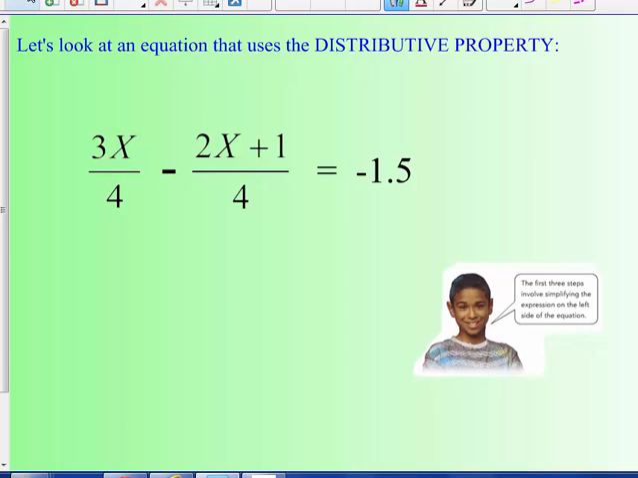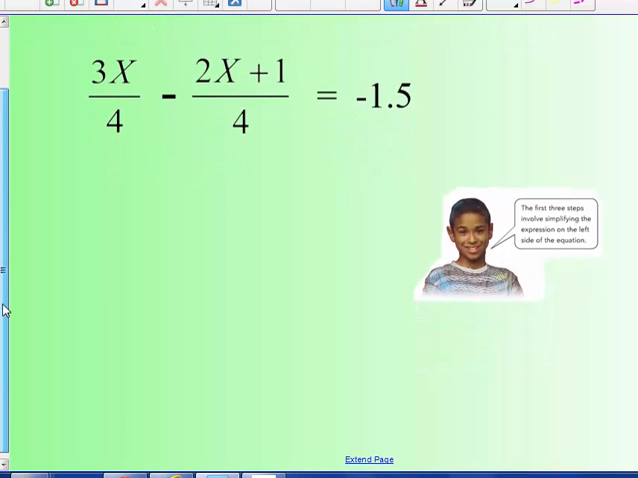Second example in your spiral today. It says here, this little boy is giving us a little statement. It says, the first three steps involve simplifying the expression on the left side of the equation. Yes, we have two rationals here on the left side of the equation: 3x over 4 minus the quantity 2x plus 1 all over 4 equaling negative 1 and 1 half. It is a distributive property problem, and I'm going to get to that in just a moment. But yes, this example, because 2 out of the 3 terms are rational, I would clear this rational.